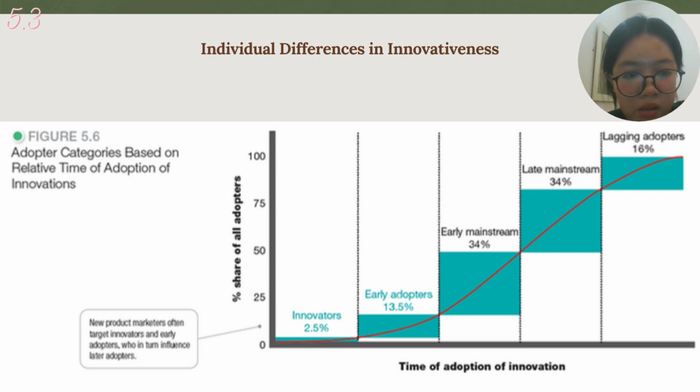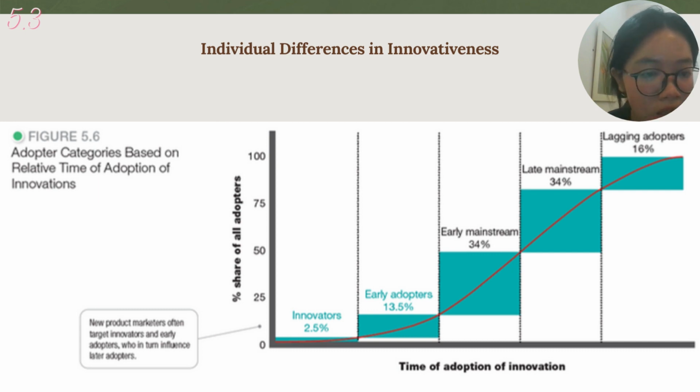The first one is innovators, who are venturesome. They try new ideas at some risk. Next, early adopters are guided by respect. They are opinion leaders in their communities and adopt new ideas early but carefully. The next one is early mainstream adopters, who are deliberate. Although they rarely are leaders, they adopt new ideas before the average person.